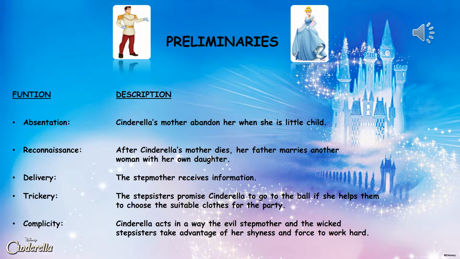Here we can find in Cinderella: First, absentation, when Cinderella's mother abandoned her when she was a little child. Recognizes: after Cinderella's mother died, her father marries another woman with her own daughters. Delivery: the stepmother receives information about the ball. Trickery: the stepsisters promised Cinderella she could go to the ball if she helped them to choose suitable clothes for the party. And complicity: Cinderella acted in the way the evil stepmother and the wicked stepsisters took advantage of her shyness and forced her to work hard.